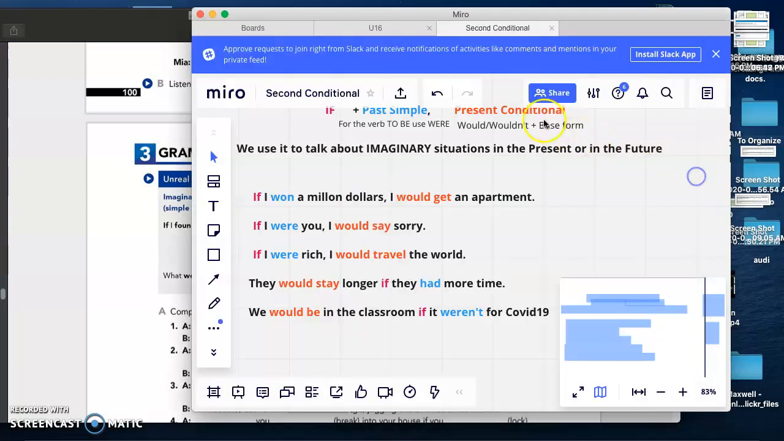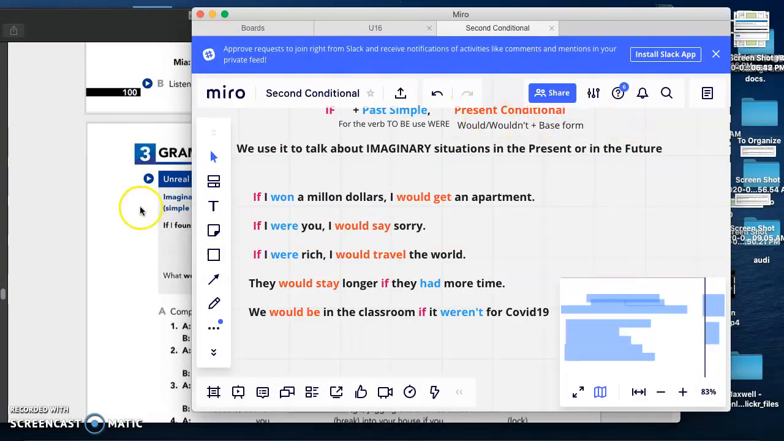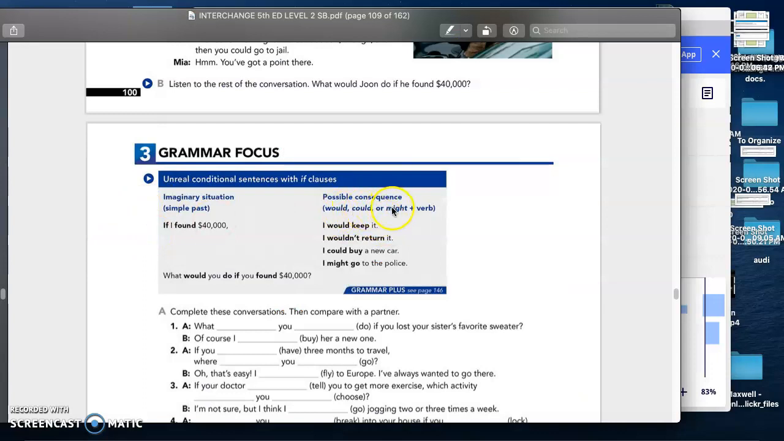So the possible consequence is when I am using the present conditional. Here we are using would plus the base form, but we can use would, could, or might, again, plus the base form of the verb. Here I have my imaginary situation in the past: if I found $40,000, and then I have my possible consequence using the present conditional, would, could, or might plus the base form of the verb.